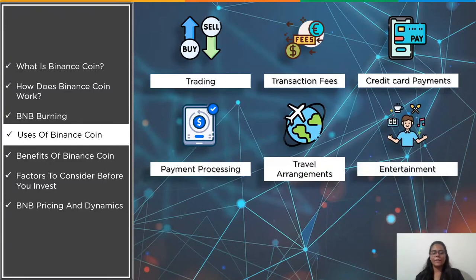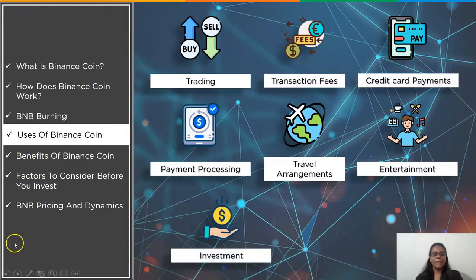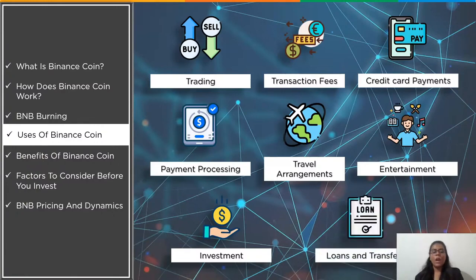Next is entertainment. Now, BNB is used for a variety of purposes in the entertainment industries, from paying for virtual gifts to purchasing lottery tickets as well. Next in line is investment. Binance Coin can be used to invest in stocks, ETFs, and other assets on a variety of platforms. And last is loans and transfers. On some platforms, BNB can be used as collateral for loans. There are also apps that allow users to use Binance Coin to split bills and pay friends and relatives.